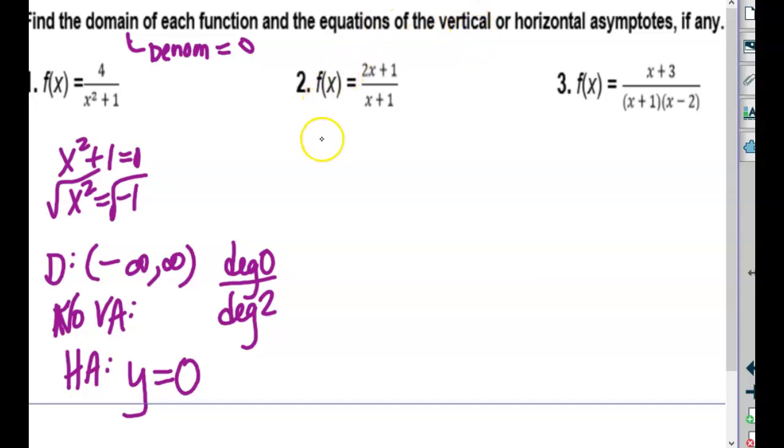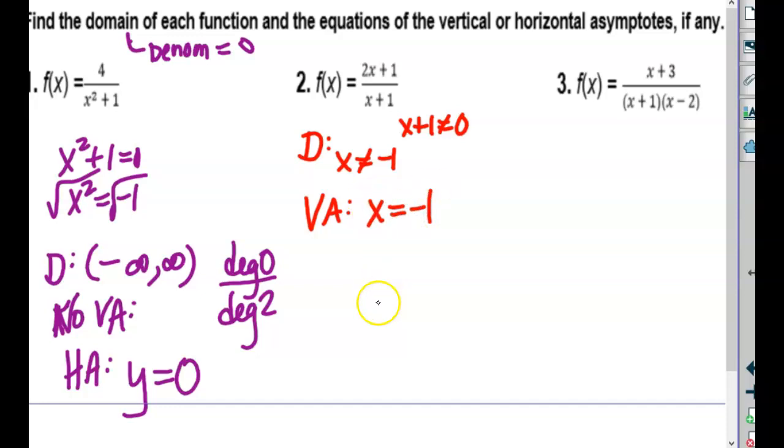Okay, let's try the next one. Domain restriction. The denominator cannot equal 0. So we get x cannot equal what? -1. Is everybody okay? The vertical asymptote is then that boundary where that's true, which is the line x equals -1. I know we just said x can't be -1. It's not, okay? But that line, that asymptote, it doesn't ever touch, is a boundary there at x equals -1.